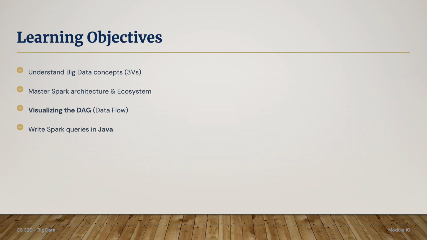First, we want to understand the core big data concept, especially the so-called 3Vs, volume, velocity, and variety. These three ideas explain why traditional single-node database systems eventually run into limits.